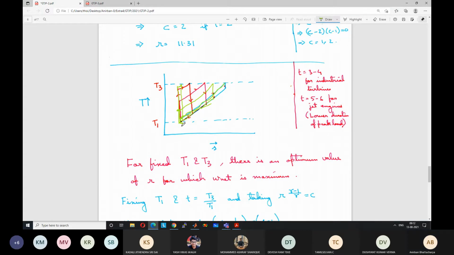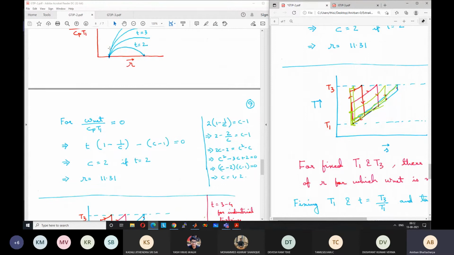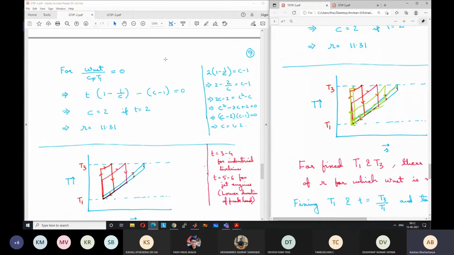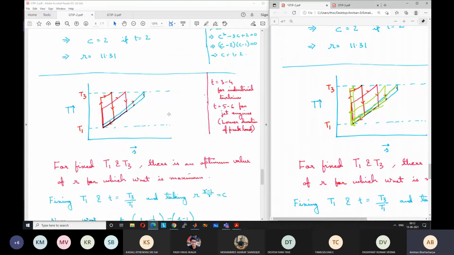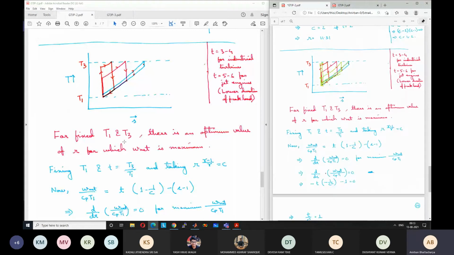Is this clear? Why there is an optimum point of work output? Like there is an optimum value of R where the work output is maximum. That is what we are seeing also in the plot, that at some value of R, the work output is becoming maximum. Now the question is, what is this value of R for which the work output should be maximum? We can find that easily. So if we assume that T1 and T3 are fixed, there is an optimum value of R for which the W net is maximum.